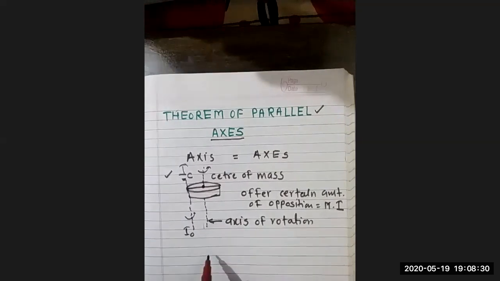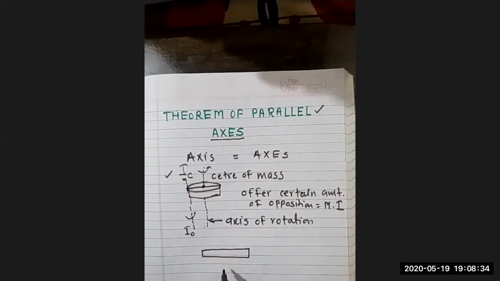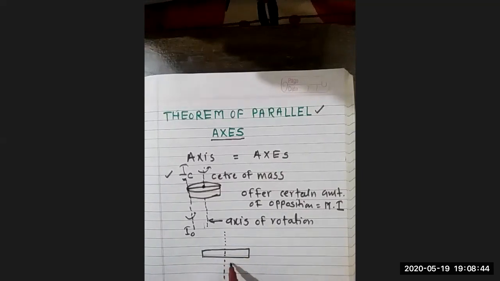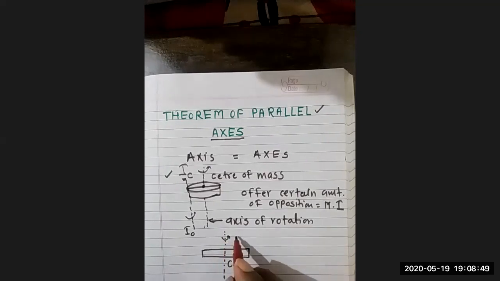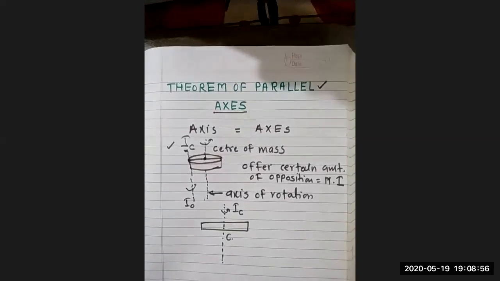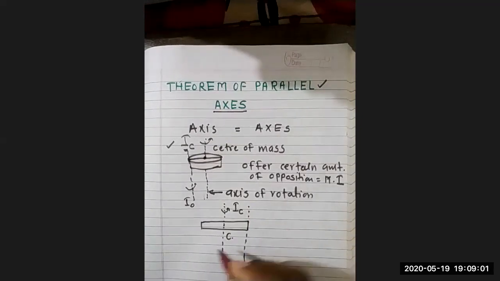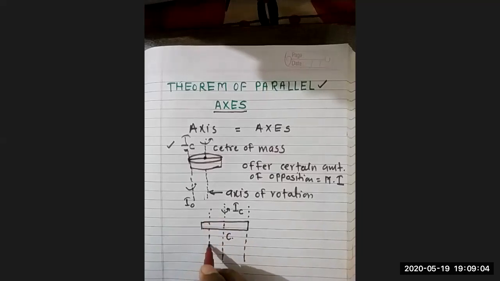Let's take another example. Take a rod, and the center of mass is situated over here on this rod, and we take an axis of rotation that passes through the center of mass. The moment of inertia about this center of mass I'm going to denote by IC, C for center of mass. Now I can take another axis of rotation that passes through the end, or through half of the end.